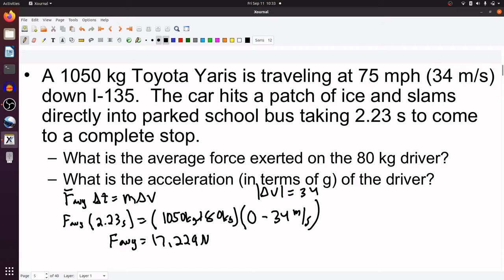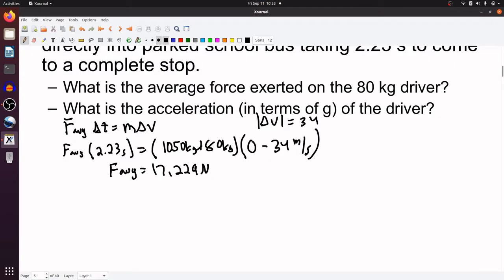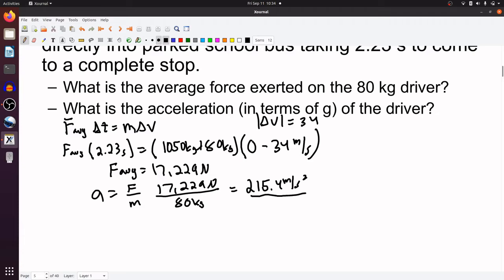And then what if we want to know the acceleration in terms of G? Well, to figure out the acceleration, if you recall, acceleration is nothing more than force divided by mass. So I'll take my 17,229 newtons and divide it by the mass of my driver. And I get 215.4. And a lot of times you try to calculate in terms of G, or 9.8. So for every 1 G, it's 9.8 meters a second squared, so I can cancel that. So I'm just going to divide that value by 9.8 and give me around 22 Gs.